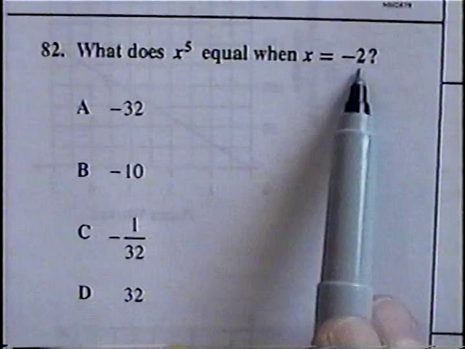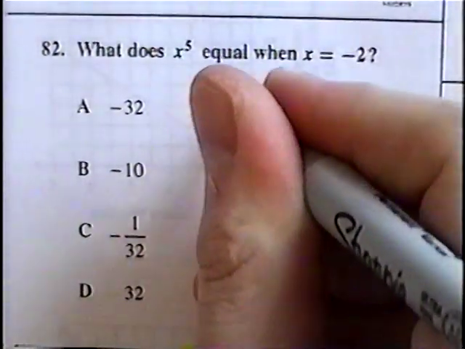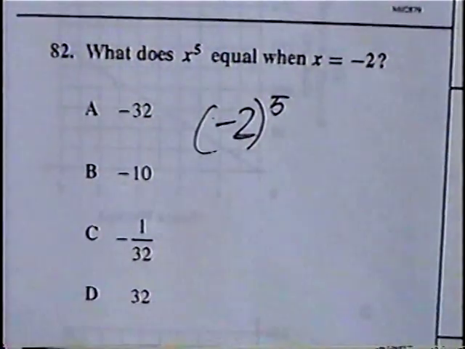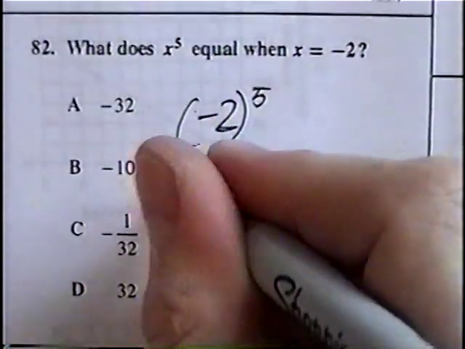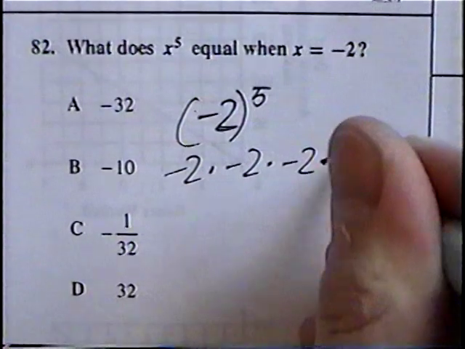For this question, we'll plug in -2 for x, which would be (-2) to the 5th power. It's always a good idea to put parentheses around the number you plug in. That way we know it's (-2) to the 5th power, which would be -2 times itself 5 times.